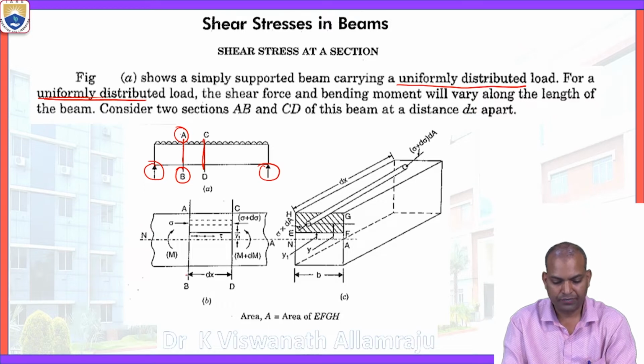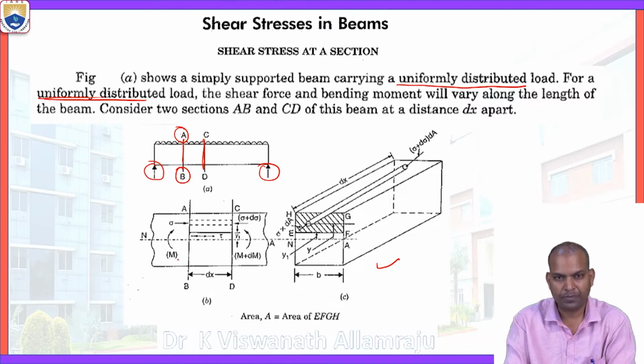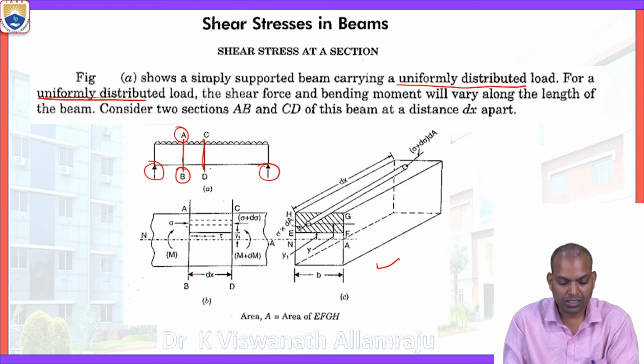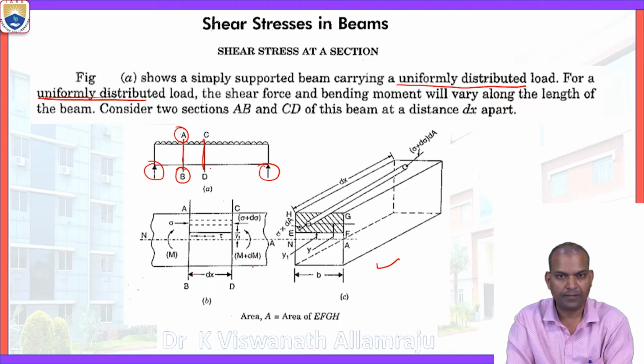If you see the side view of the beam, the sections AB and CD are the side view of the sections. We considered the distance between the two sections as dx. The bending moment is acting at that section. On the section AB, the bending moment, or moment of resistance, is M, and at the section CD, the moment of resistance is M plus dM. The bending stress at the section AB is sigma, and at section CD is sigma plus d sigma.